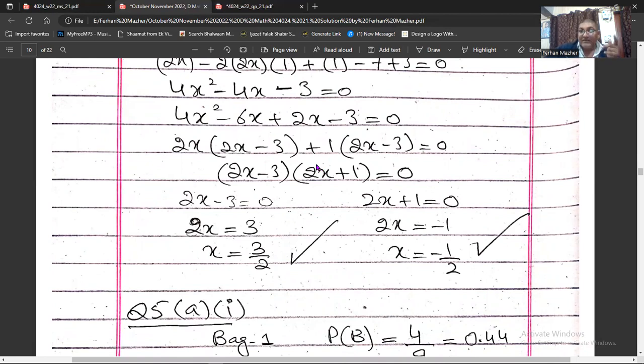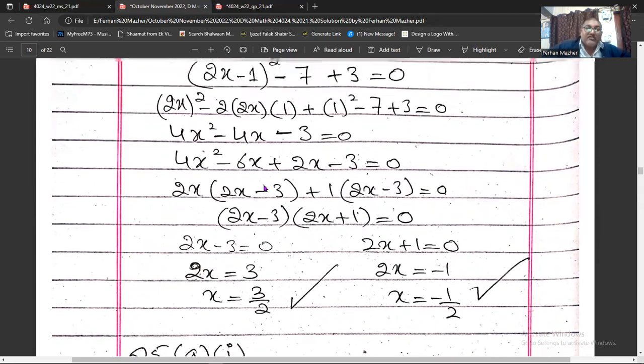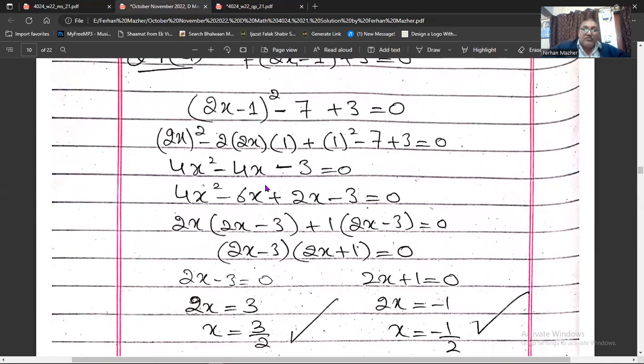These two brackets are multiplying, and their answer is 0. So 2x minus 3 equals 0. So 2x is equal to 3, and x will be equal to 3 by 2. When I make the second bracket equal to 0, that is 2x plus 1 equals 0. So 2x will be equal to minus 1. So the x will be equal to minus 1 by 2.